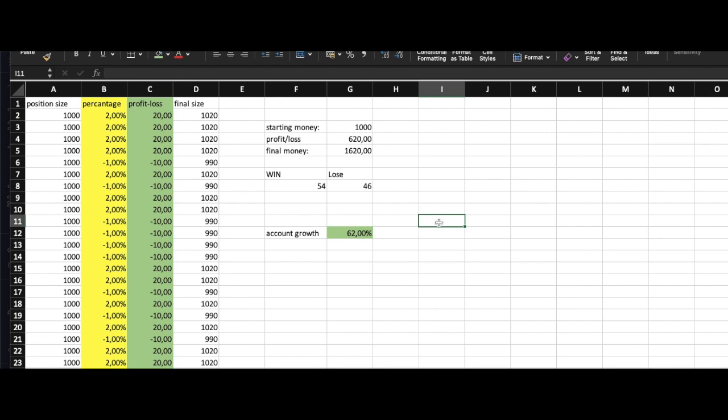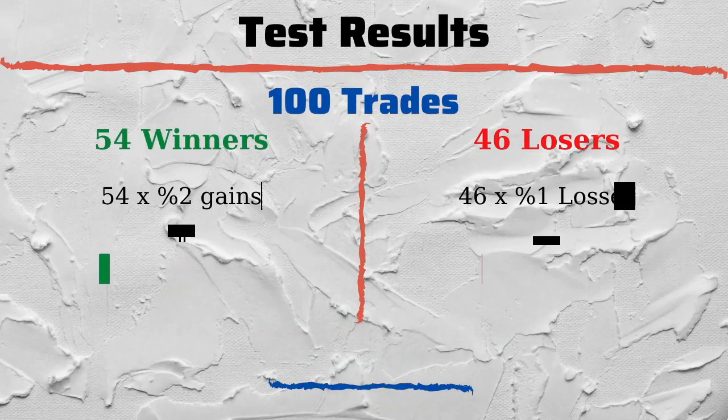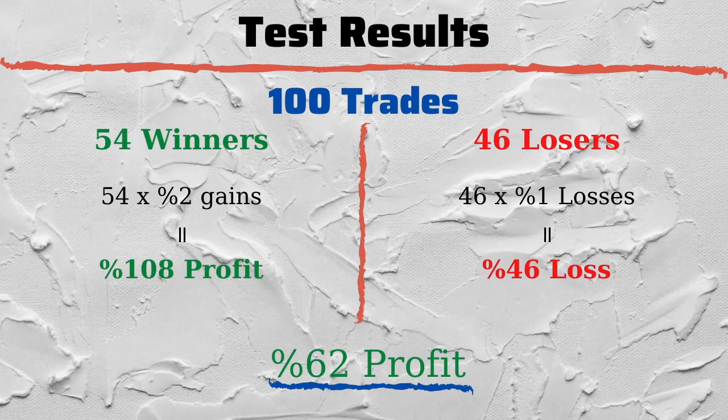Now our test is over and the results are quite impressive. I took a total of 100 trades. 54 of the trades were winners and 46 of them were losers. It is an extremely good winning ratio, with a 2-to-1 risk-reward ratio. Because on the winner trades we made $20 and we lost only $10 on the losing ones.